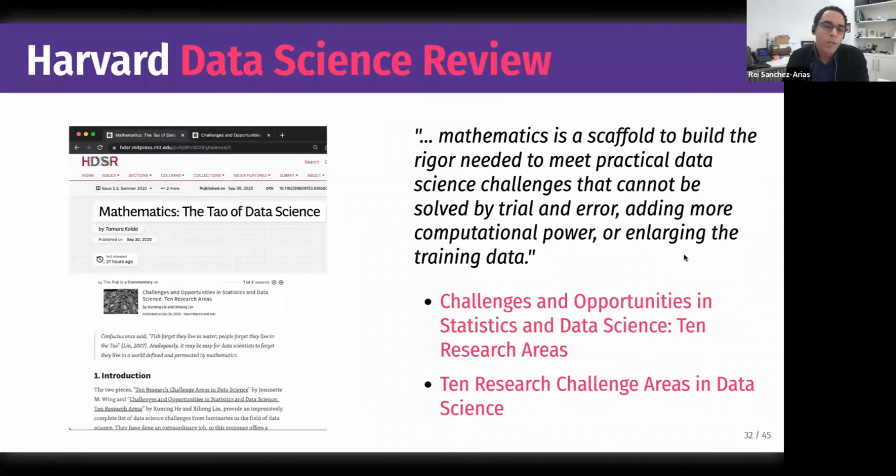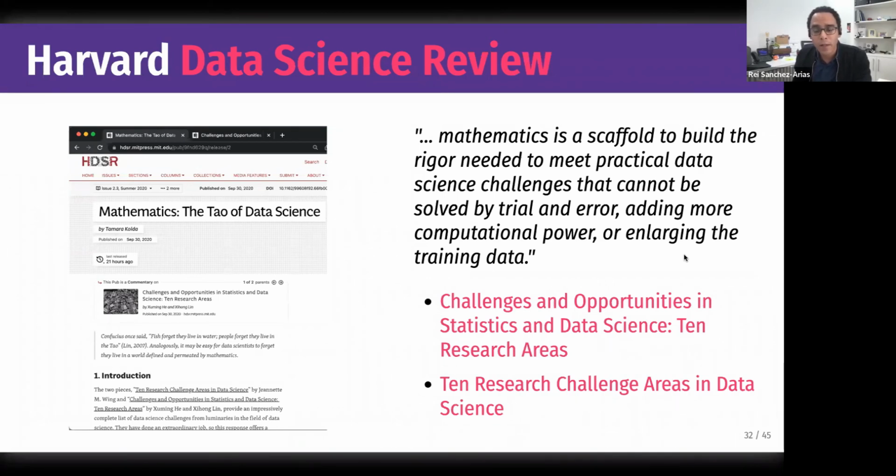Another one that I wanted to highlight is the Harvard Data Science Review. I'm taking a screenshot here of a post by Professor Tamara Kolda called Mathematics, the Tao of Data Science. It's a great read where she is responding to two other great posts, one on challenges and opportunities in statistics and data science, and another one on 10 research challenge areas in this field.